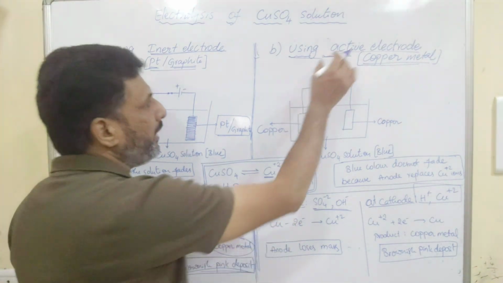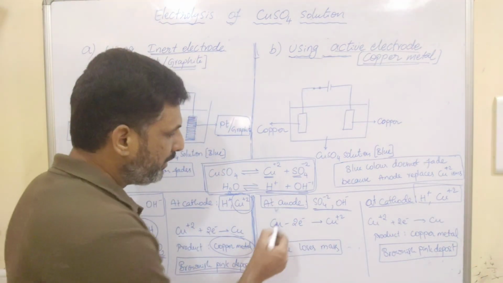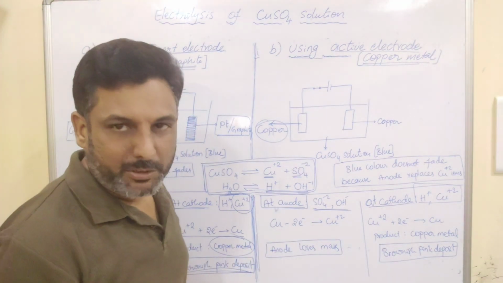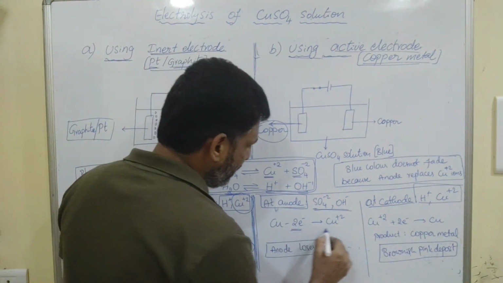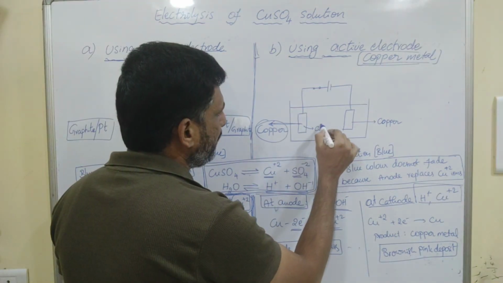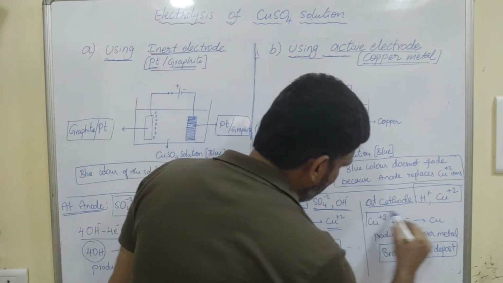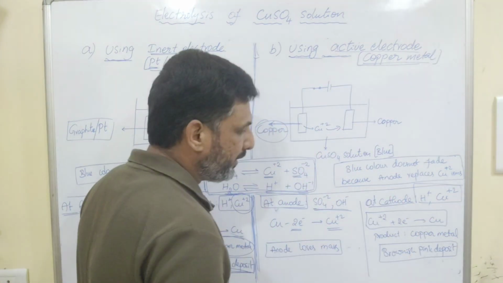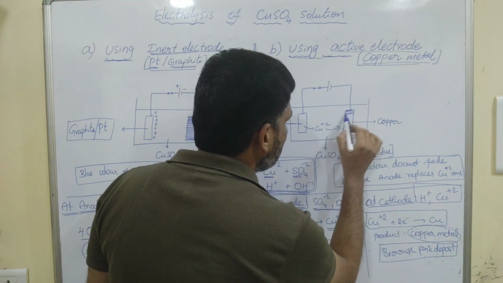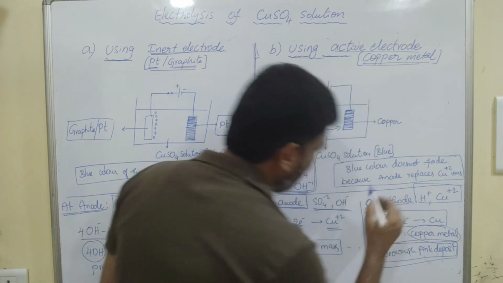While in case of active electrode, at anode, instead of discharge of anions, since the anode is made up of copper metal, which is an active electrode, it undergoes ionization to give copper ions. So this copper metal is releasing copper ions, and these copper ions will go to cathode, and at the cathode, these copper ions will get discharged to give copper metal, and this copper metal will deposit on the cathode. So again here you will get brownish pink deposit on the cathode.